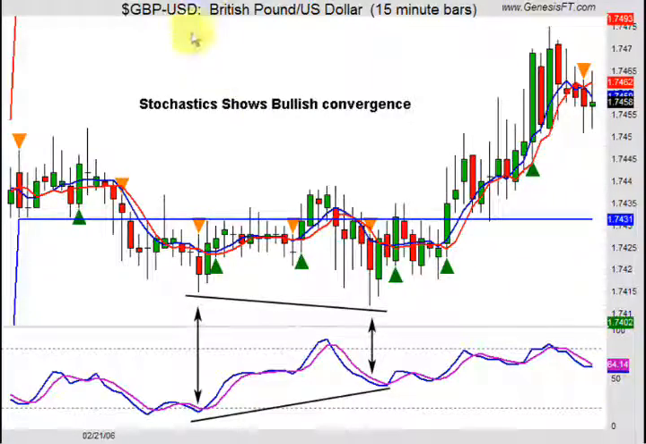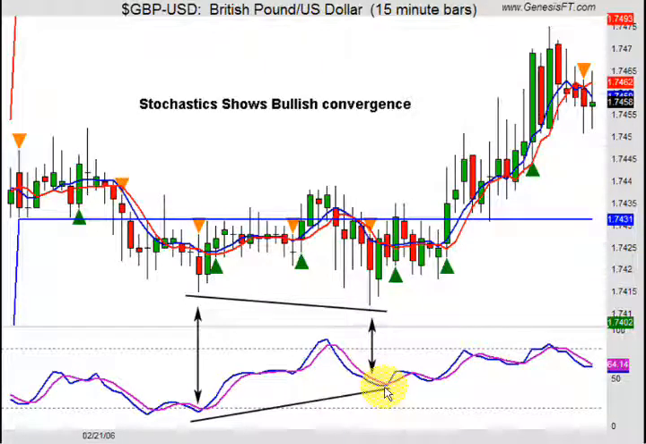Here's a great example, the British pound. It's based on a 15-minute chart. Notice that we see a low here. Notice that if this is our primary low before the market rallied, and that's our low in the stochastics, we have a secondary low, but yet notice where the market closed. It closed back above the range of the primary low. It closed way off the low, but look at the stochastics.